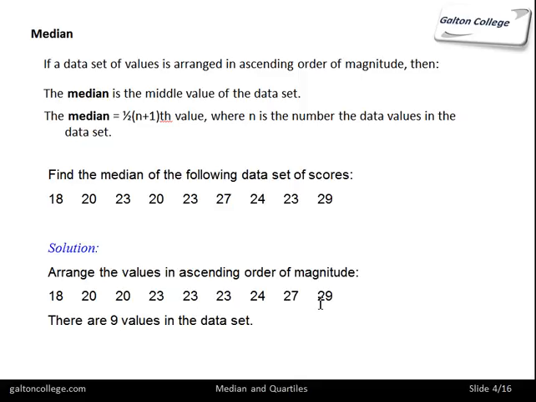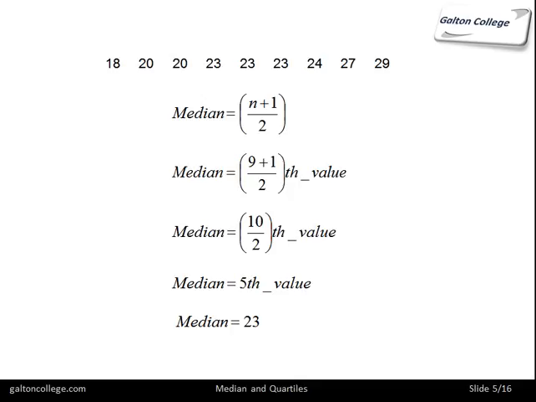Now if we apply our simple formula, the median is equal to n plus 1 over 2. We have 9 pieces of data here. Add 1, so the formula tells us to add 1, which is 10, divided by 2 is 5. So the fifth element is the median. And we count along 1, 2, 3, 4, 5. That is the fifth element, which is the median. And that's how we calculate a median.